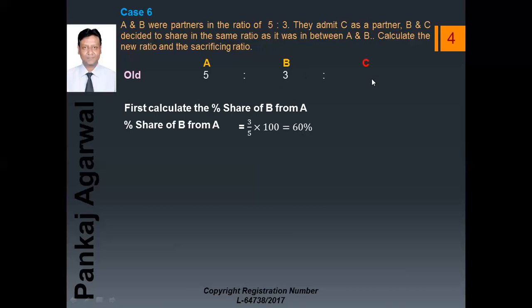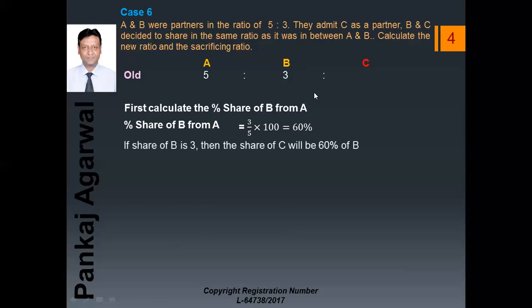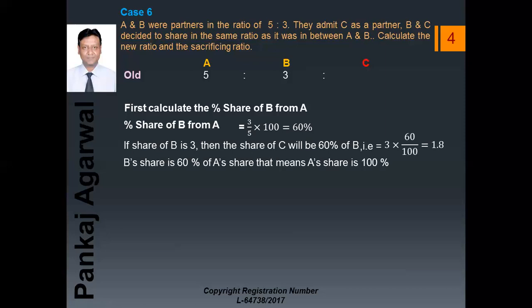That means the ratio between B and C should also be 60% of B's share. If we calculate 60% of B's share, the ratio between B and C will be the same as the ratio between A and B. Hence, if B is 3, then the share of C will be 60% of B's share, which comes to 3 into 60 upon 100, which is 1.8. Now, the share of A is 5, then 60% of 5 is 3, and 60% of 3 is 1.8.